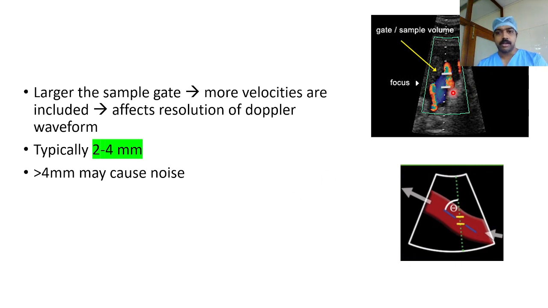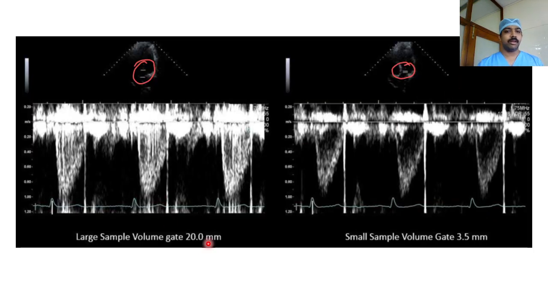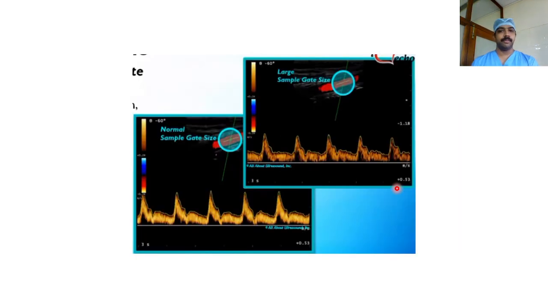So here we'll see 2 examples where sample volume is kept at 20 mm. Here we can see there is more noise because of a large sample volume. You can see the distance is very high, whereas in this it is kept at 3.5 mm, so there is less noise. So that is how sample volume affects your spectral image.